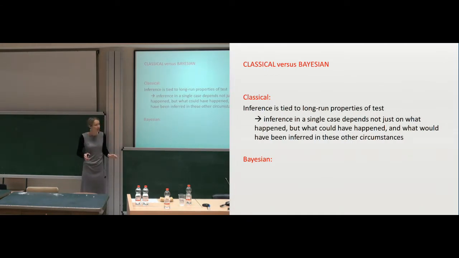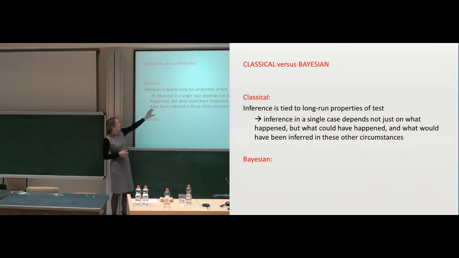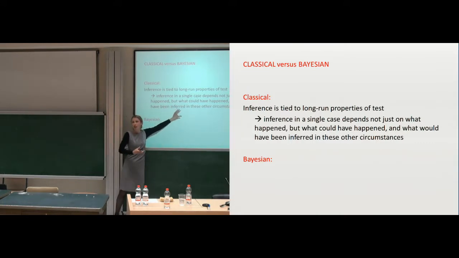So again, I'm just repeating myself in different ways. Inference is tied to long-run properties of the test. How often does this test get the wrong answer in the case where H is actually true, or in the case where H is actually false? Or in the case of estimators, on average, how inaccurate is this estimator? So inference in a single case depends not just on what happened, but on what could have happened and what would have been inferred in other circumstances, because these other circumstances define the properties of the test as a whole.